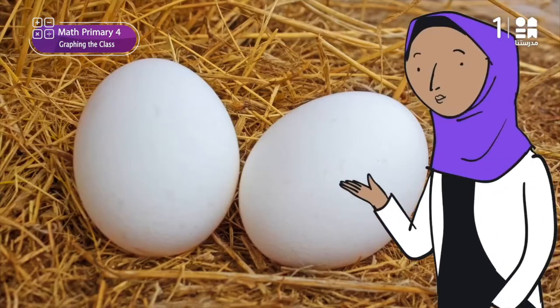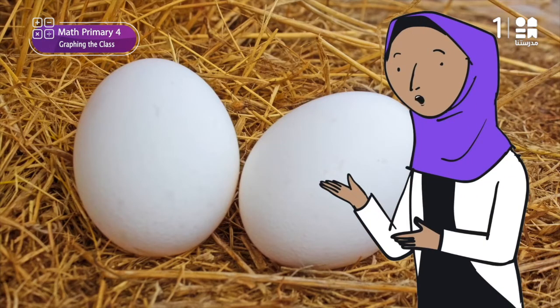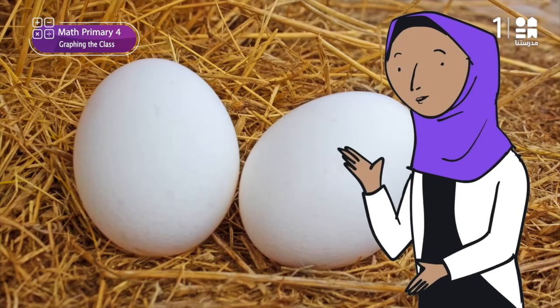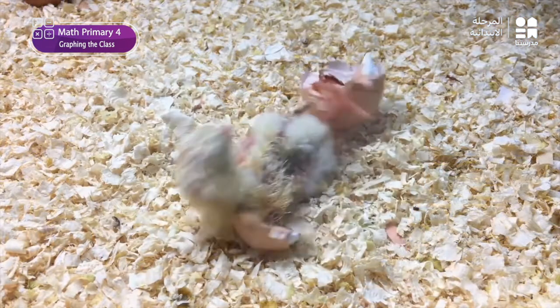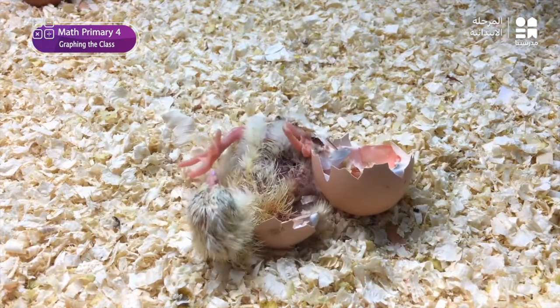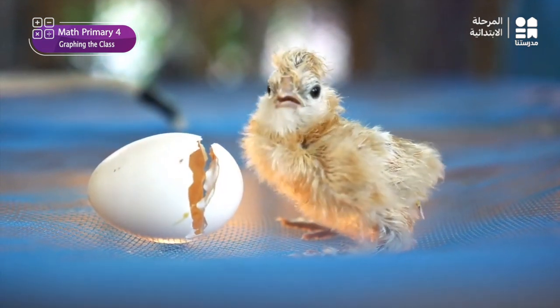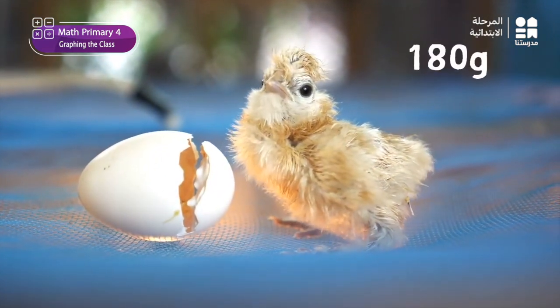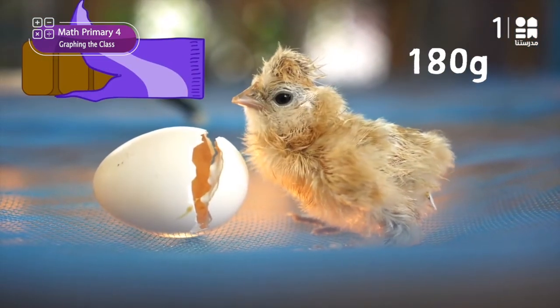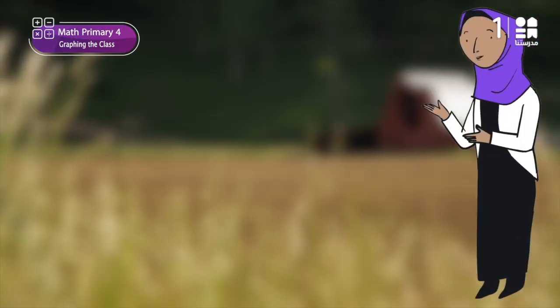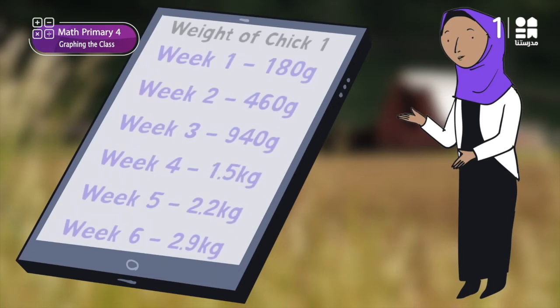Chicks. Here is an egg a chicken has laid. It's about to hatch. Let's watch for a little while. At week 1, the chick is fluffy and moving around. It weighs just 180 grams. That's about the weight of your favorite chocolate bar. Here is some information about the chicks.